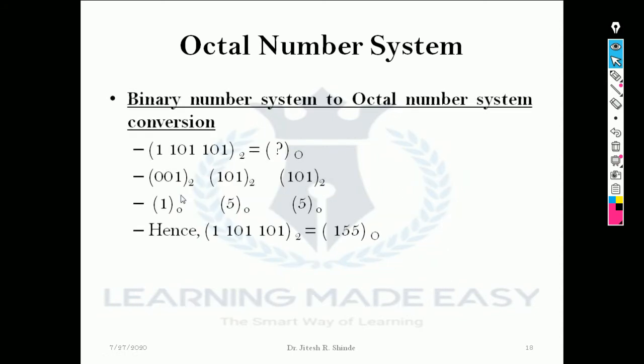So in this way we can convert a binary number system to an octal number system. This is an example of an integer, so we have to move towards the left side. We have to form groups of 3 and replace each group by its equivalent octal digit. So 101, next group 101, next group 001. 101's equivalent octal digit is 5, this one is 5, and this is 1. So the answer is 155 octal.